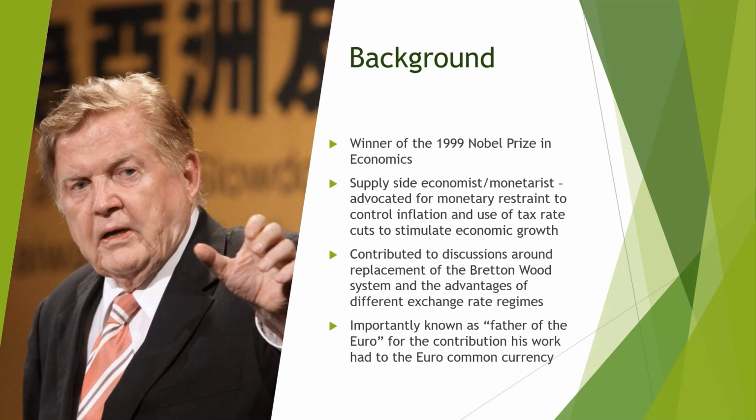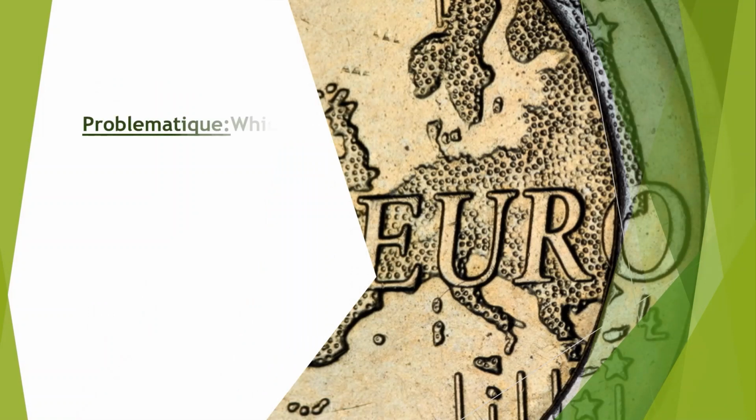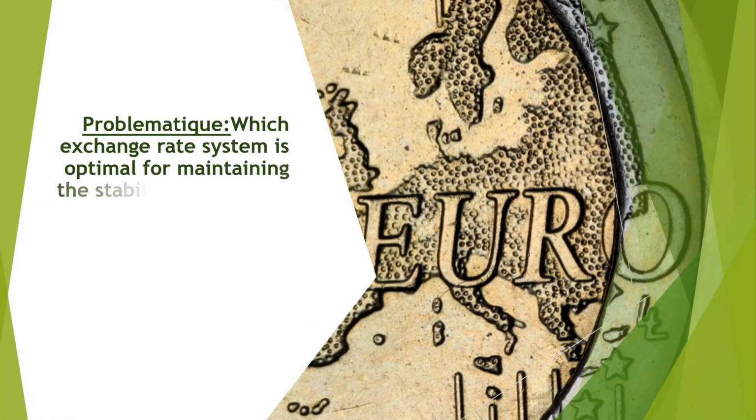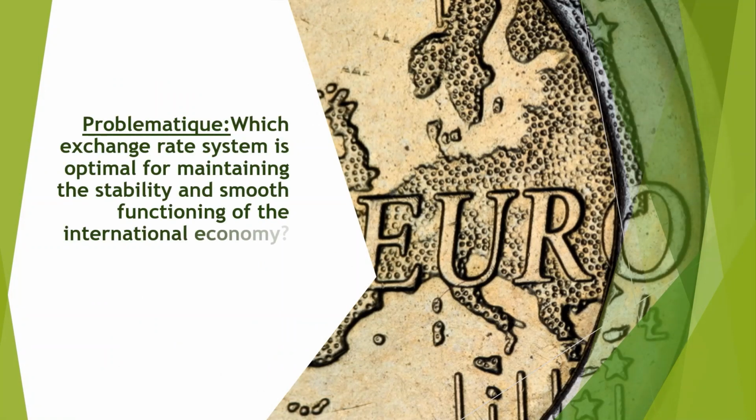of the eurozone. Mundell's 1961 paper on optimum currency area theory was concerned with balance of payments crises, particularly the predominant argument at the time from his contemporaries that a system of floating exchange rates would resolve balance of payment crises for good. If we wanted to sum up Mundell's argument in a problematique thesis format, his problematique would probably be which exchange rate system is optimal for maintaining the stability and smooth functioning of the international economy.